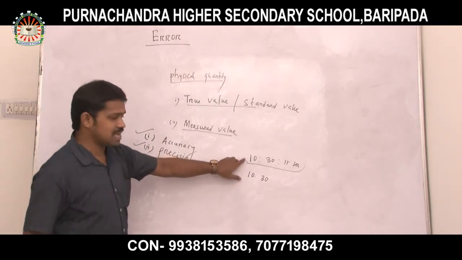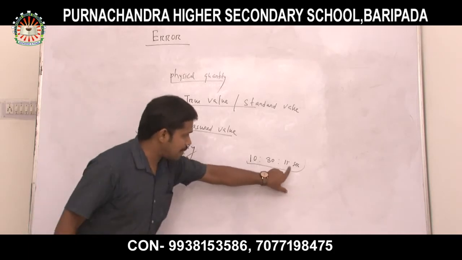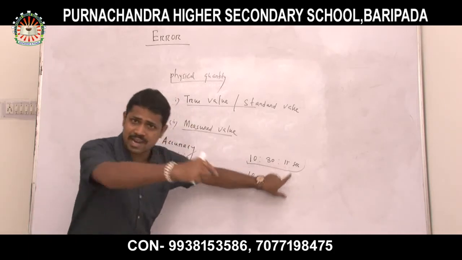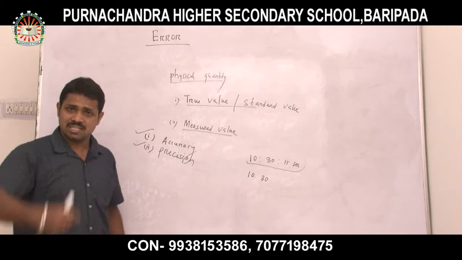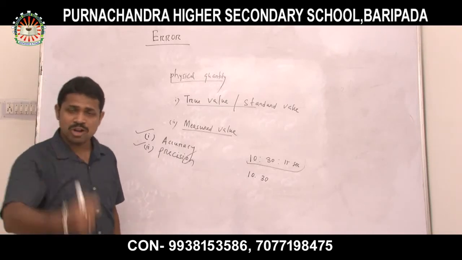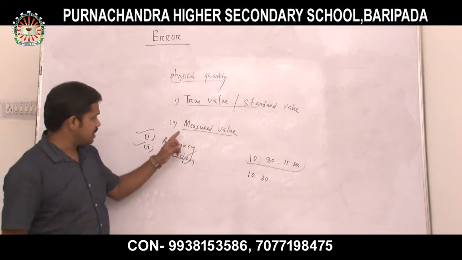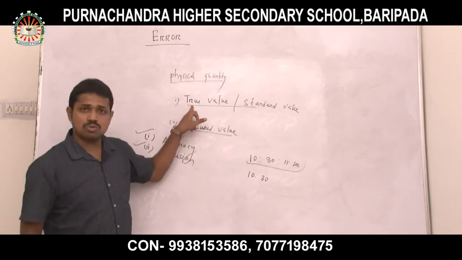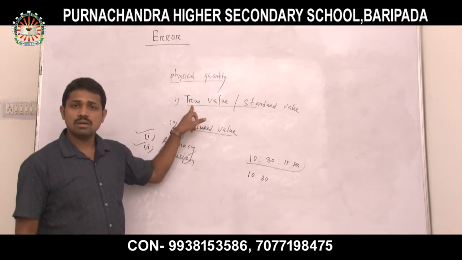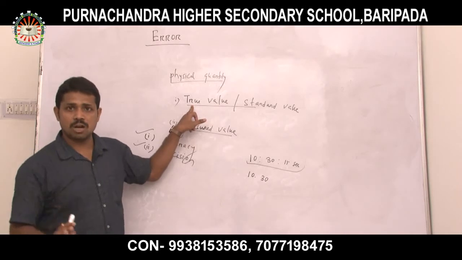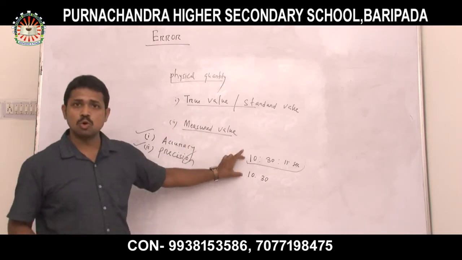Because it is more precise, it is shown up to 15 seconds. So it is more precise, it is more accurate time. It shows the more accurate time. The measured value is closer to the true value. Understood all of you? Clear all of you? So that is the difference between these two.